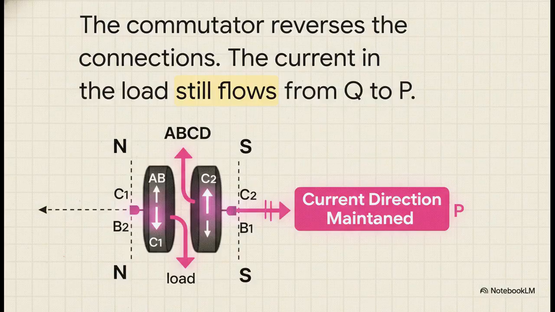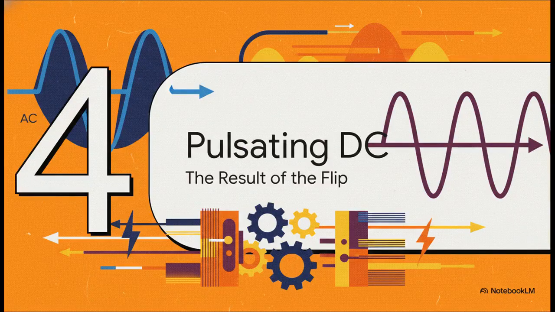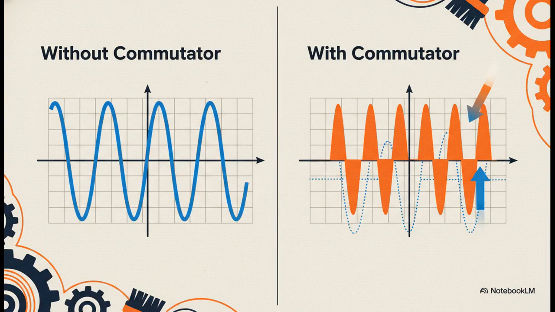Just incredible. So what does this output actually look like now? We started with that smooth AC sine wave. What does the commutator's clever little flip actually give us on the other end? And here is the big reveal. On the left, there's our original AC wave, dipping into the positive and the negative. But on the right, with the commutator doing its thing, look what happened. The entire negative part of the wave has been flipped up into the positive zone. So now the current only ever flows in one direction.